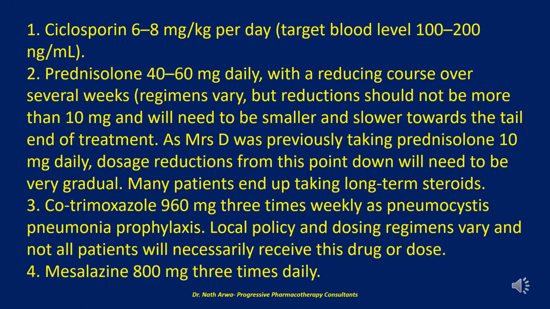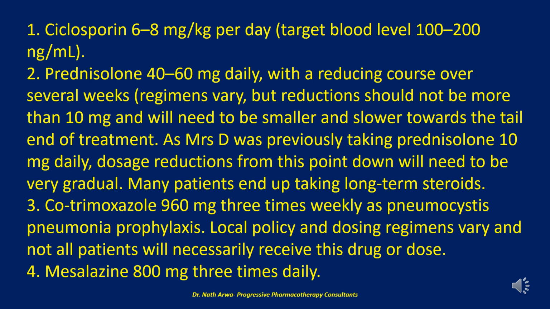1. Cyclosporin dosed at 6 to 8 mg per kilogram per day. Target blood level 100 to 200 nanograms per milliliter. 2. Prednisolone dosed at 40 to 60 mg daily, with a reducing course over several weeks. Regimens vary, but reductions should not be more than 10 mg and will need to be smaller and slower towards the tail end of treatment.